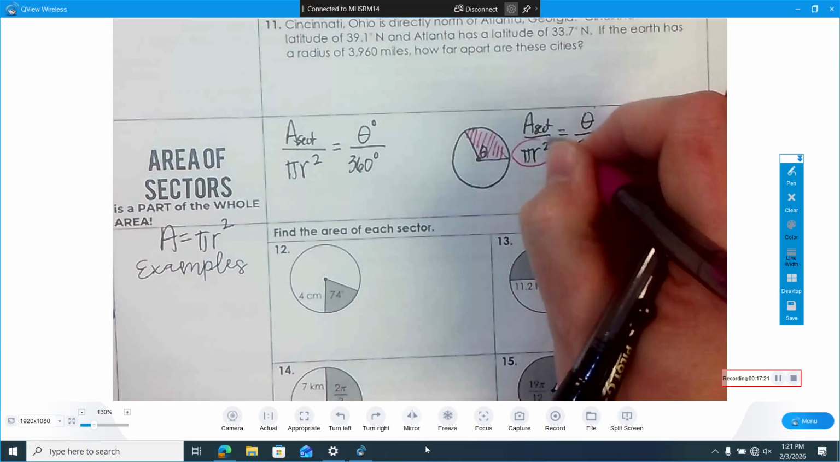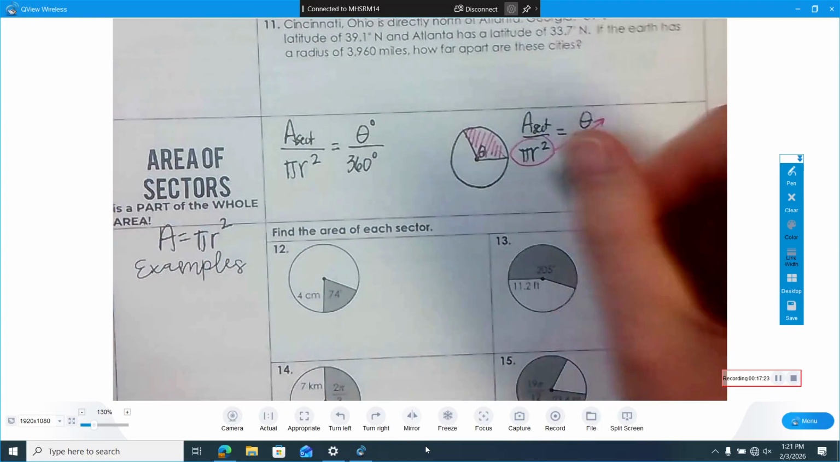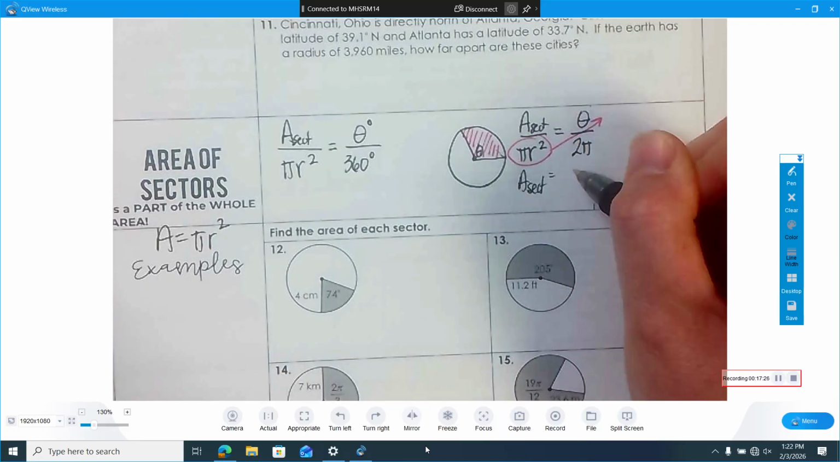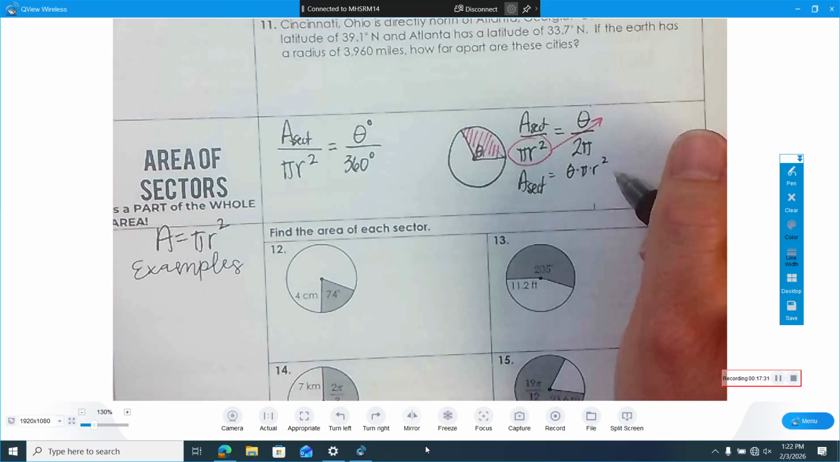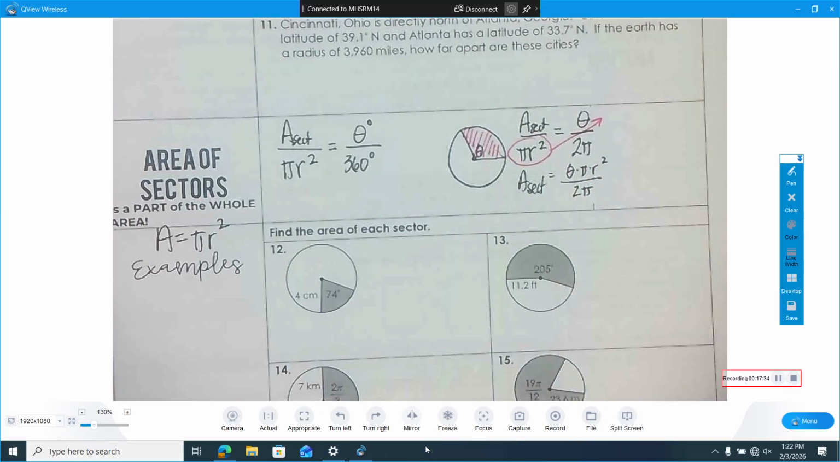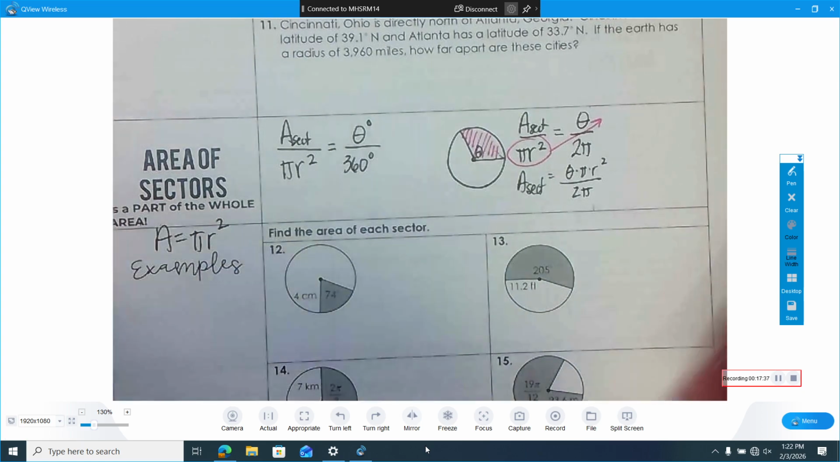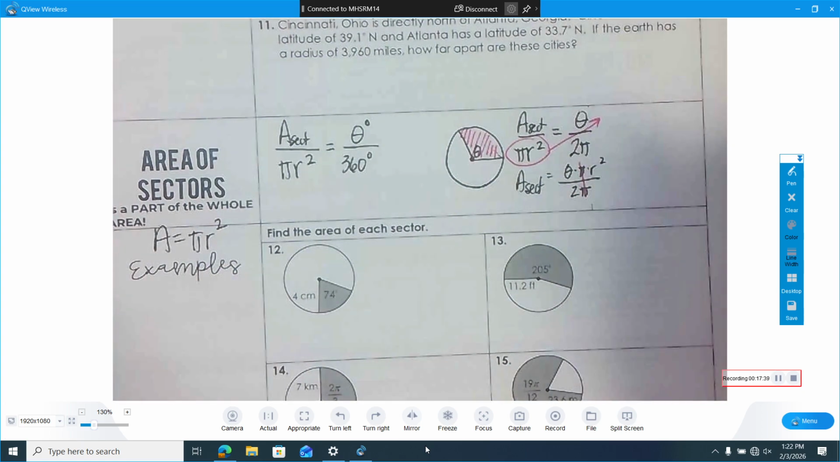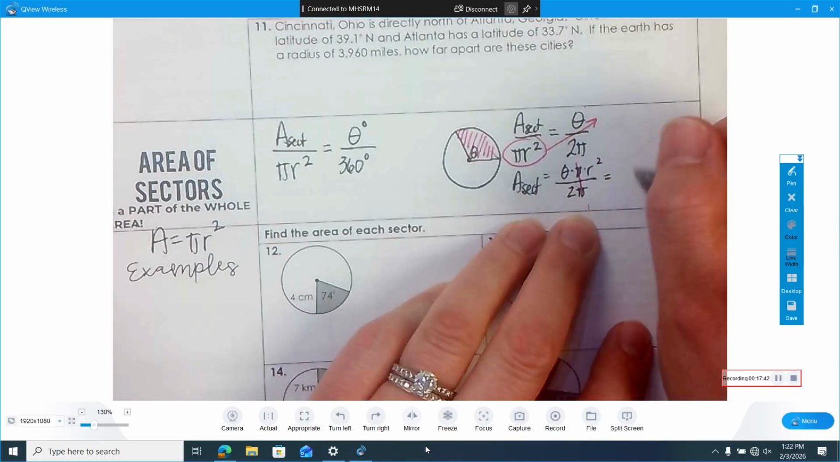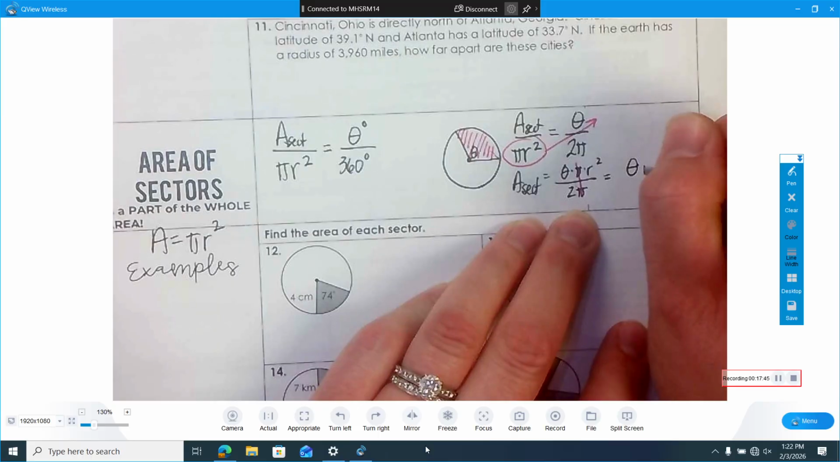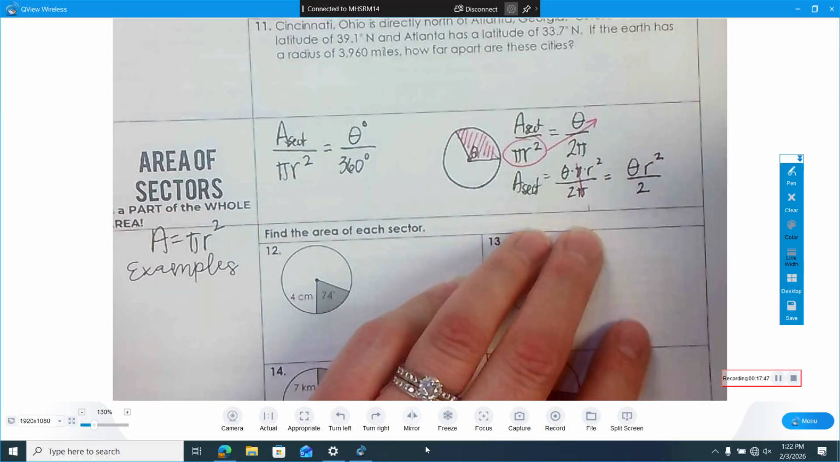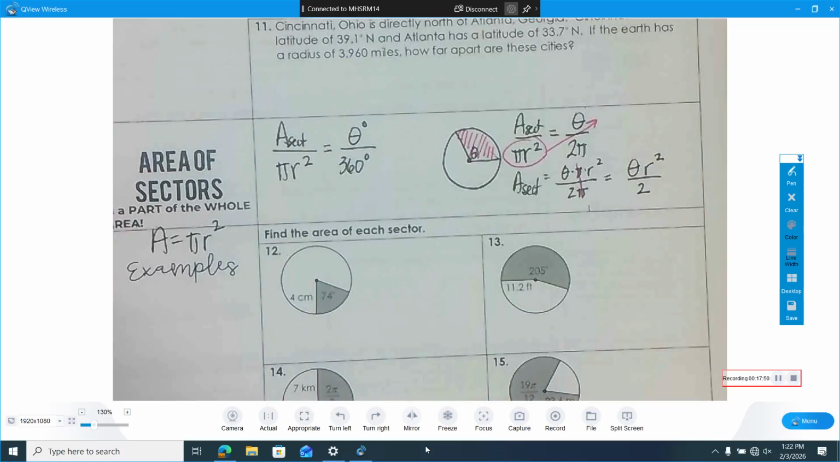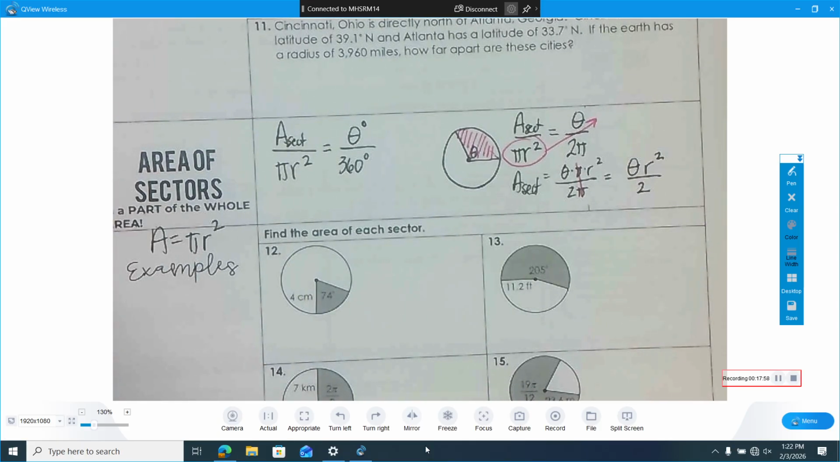So we're going to cross multiply. The area of our sector is theta times pi times r squared over 2 pi. And what reduces? The pi's reduce, and we get, we could do theta r squared over 2 if you want to. Perfect. I think 1/2 theta r squared would be the same thing. But let's see how this works.